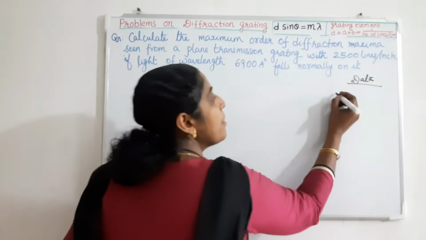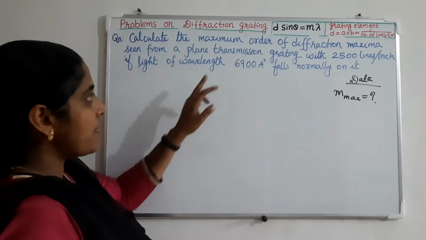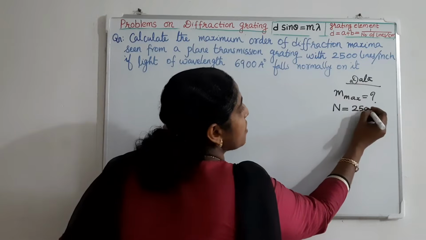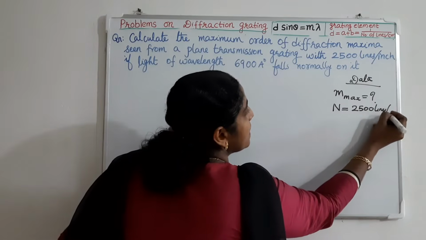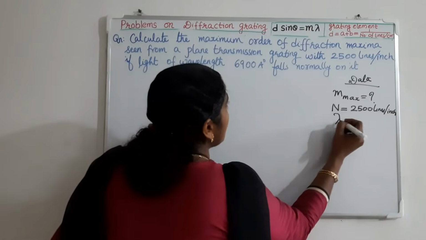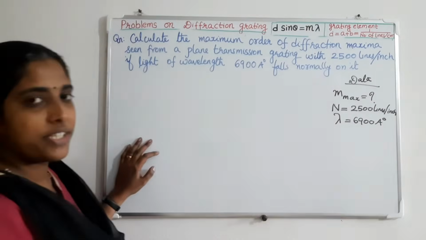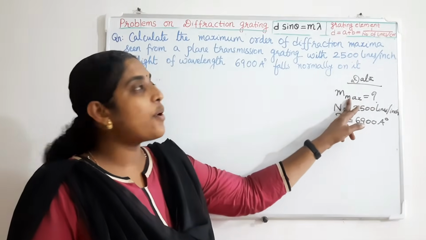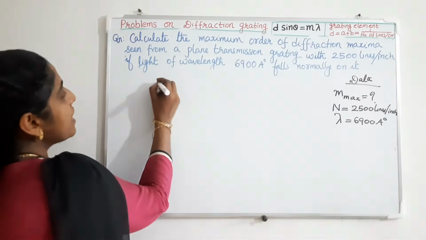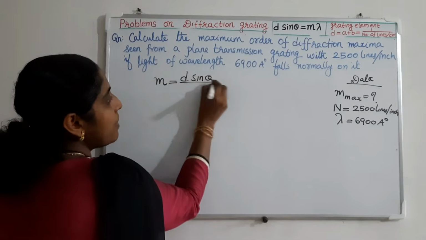Calculate the maximum order, that is m maximum, we want to find out, from a plane transmission grating with 2500 lines per inch, if light of wavelength lambda, that is 6900 Armstrong, falls normally on it. The maximum order of diffraction we can find out from the grating equation, d sin theta equal to m lambda. So m is equal to d sin theta divided by lambda.